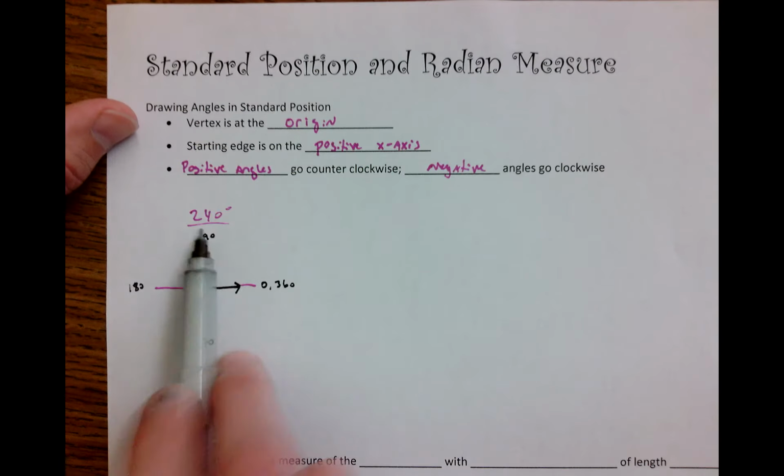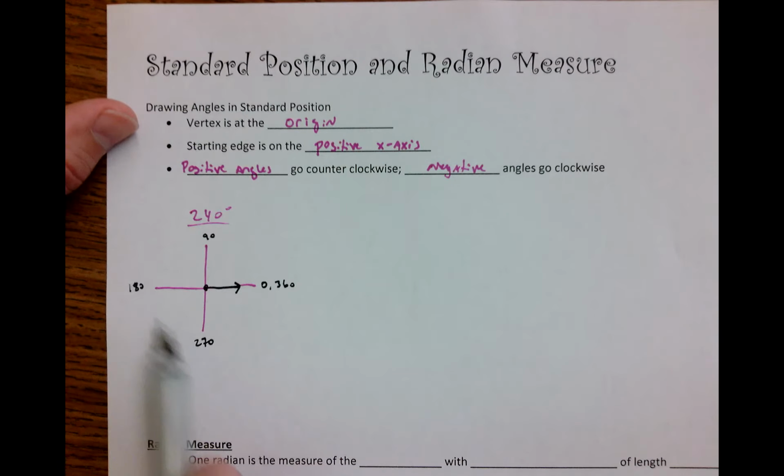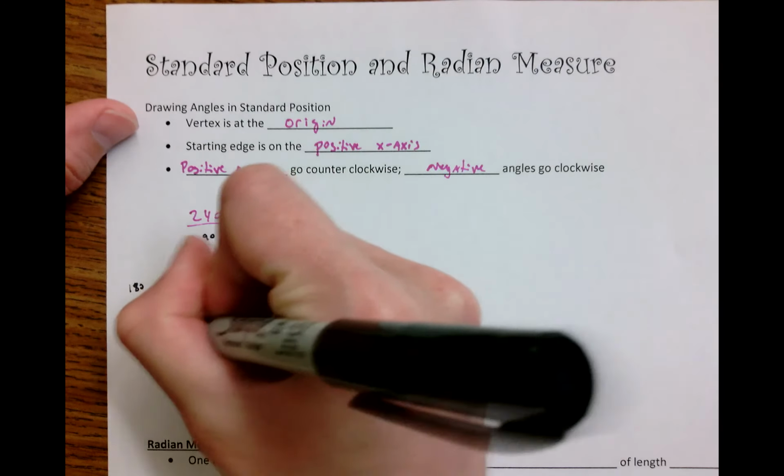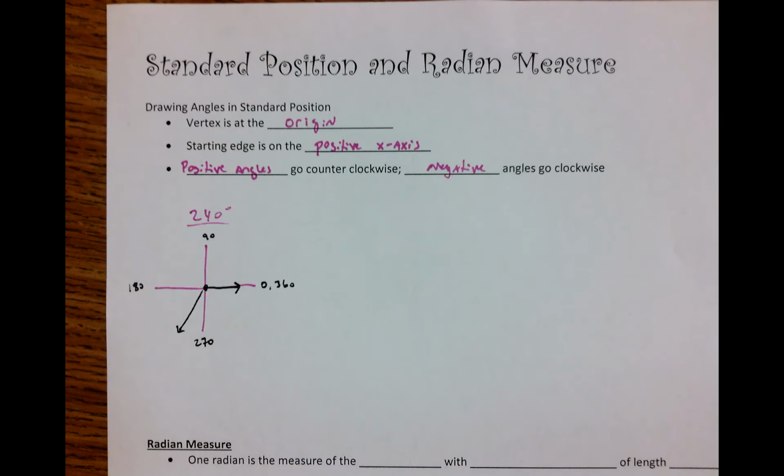All right, and let's see, that's about 60 degrees more than 180 and about 30 degrees less than 270. So it's going to be between these two, but closer to 270. So I'm going to draw my line here between these two, but closer to 270. Okay, it doesn't have to be super, super exact. You don't need to get out a protractor and measure it. You're just going to give it like a good estimate of where it's going to go.